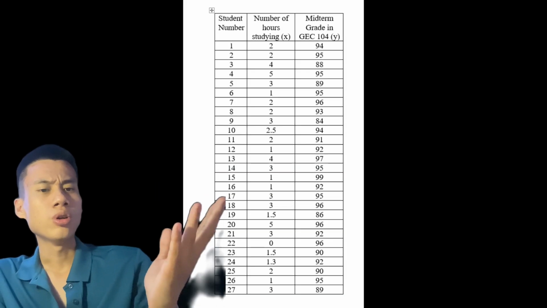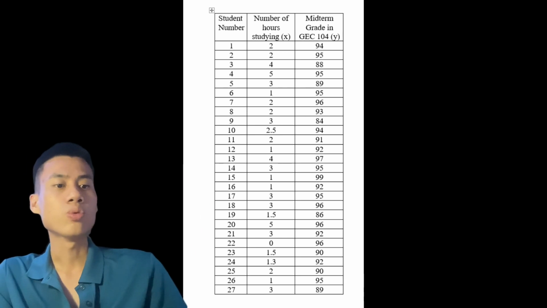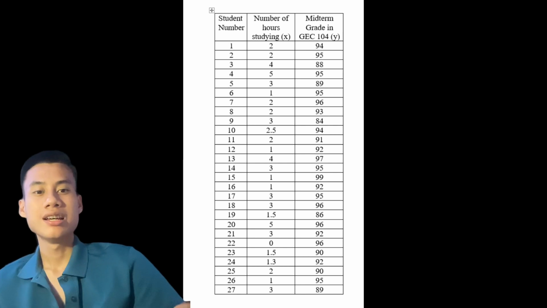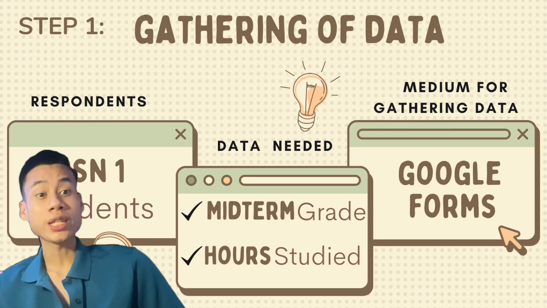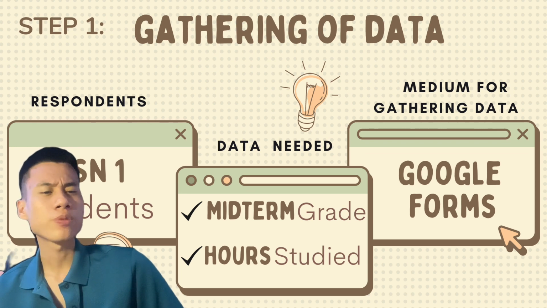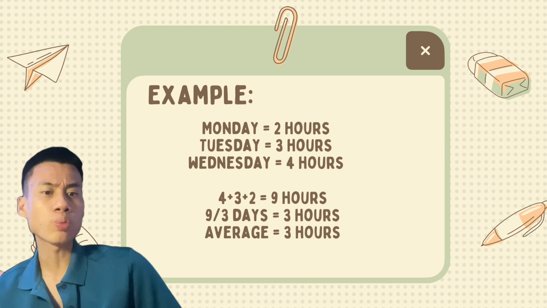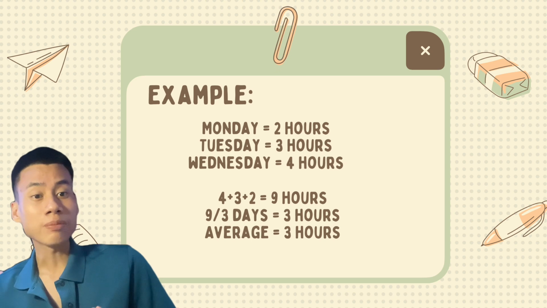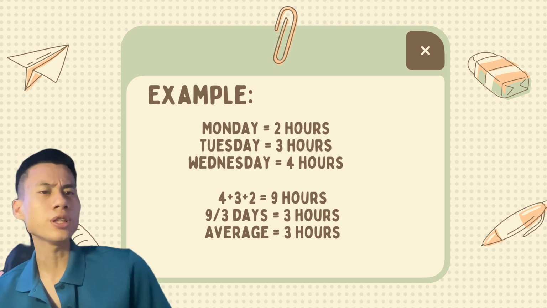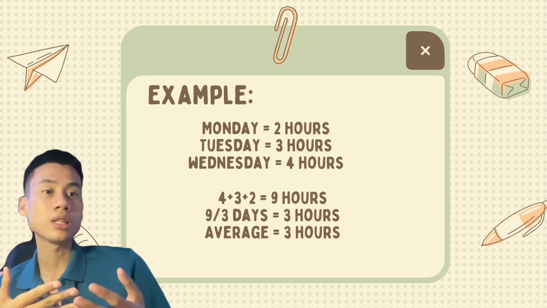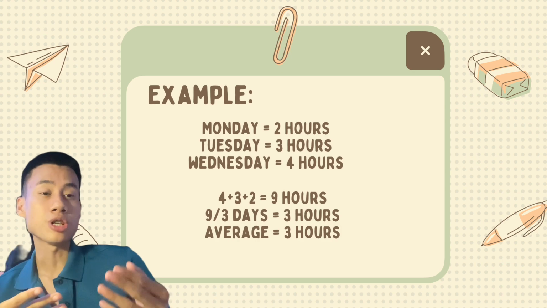And here is a table which showcases the data I gathered, with 99 as the highest grade garnered by a student and 84 as the lowest. The data I needed are the midterm grade obtained by my respondents and the total number of hours they consume every day studying the course GEC 104. I only gathered the average time they take per week by adding the hours they manage to study every day and dividing it by the total number of days they consume to study this particular course. The answer to that equation will be the average time they spend on this subject alone.